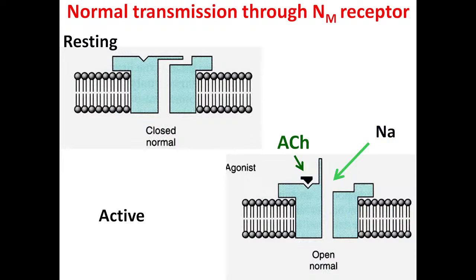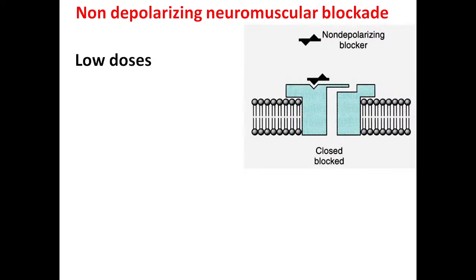Okay, now what happens? So it's very simple. What happens when there is a competitive blocker, like any competitive blocker, particularly in low doses? So this is your non-depolarizing or the competitive blocker that's going and binding at the same site where acetylcholine would bind at this receptor and hence prevents acetylcholine from binding, and hence instead of contraction, there is paralysis. Very simple.